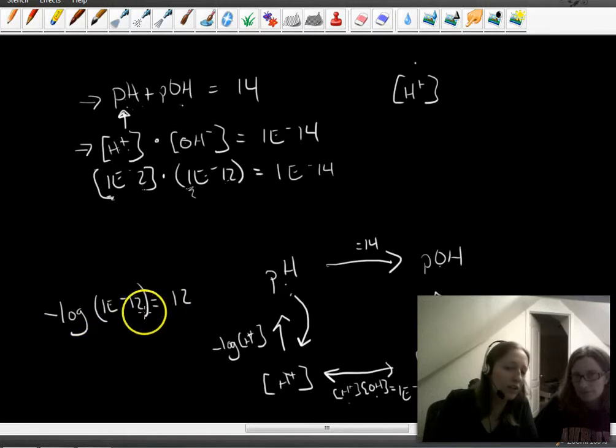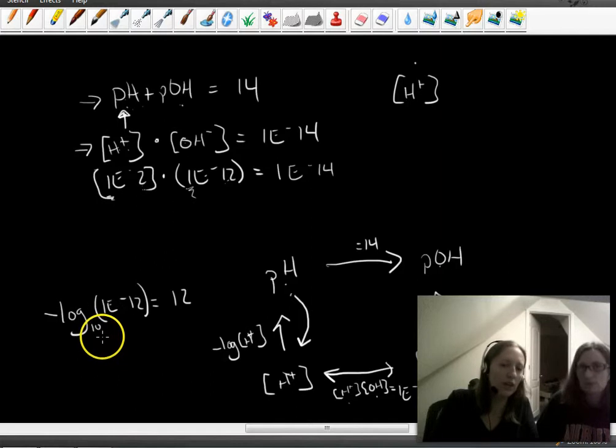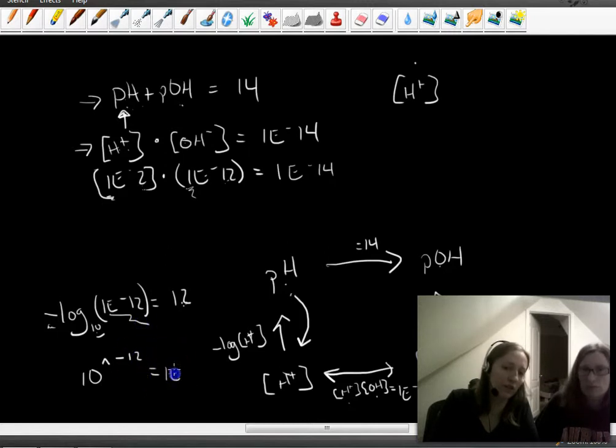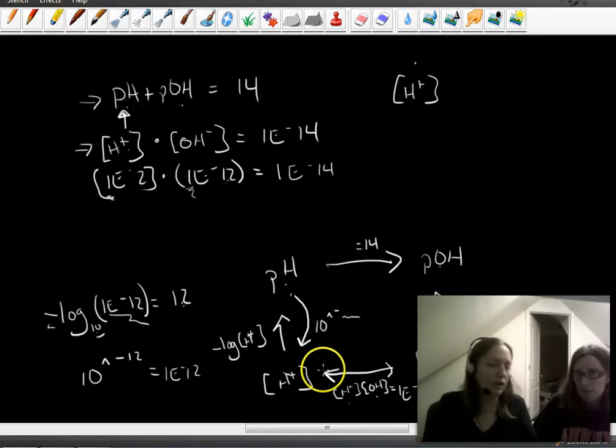And to unlog something, there's a secret 10 here. Did you know that? Log base 10. To unlog, you go 10 to this power is this, except it's negative. So it's got to be 10 to the negative 12th is this, which it is. 10 to the negative 12th is 1e to the negative 12th. That's obvious, right? This is the same thing. But that's how you do it. So to unlog, you do 10 to the negative, and the same way here. That's 10 to the negative, whatever it is.